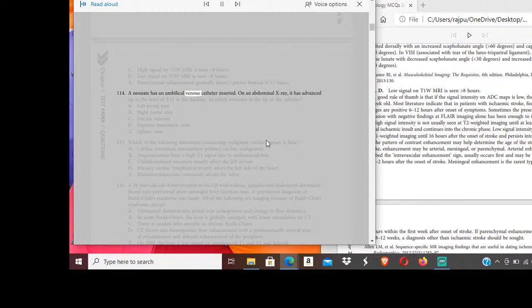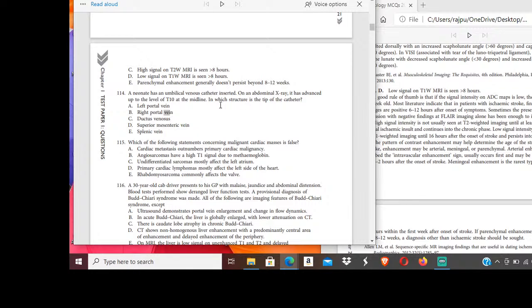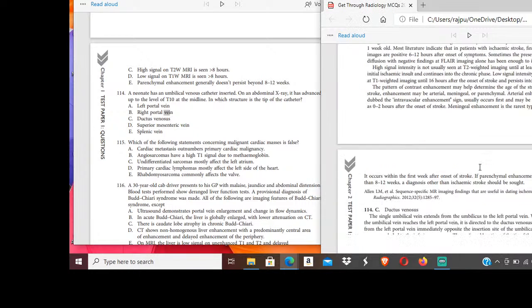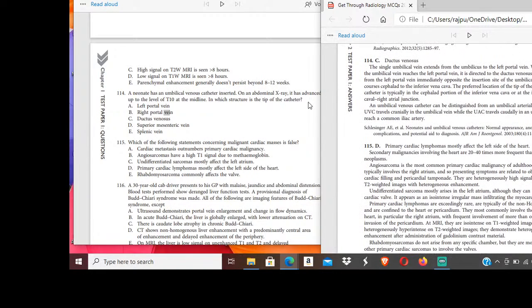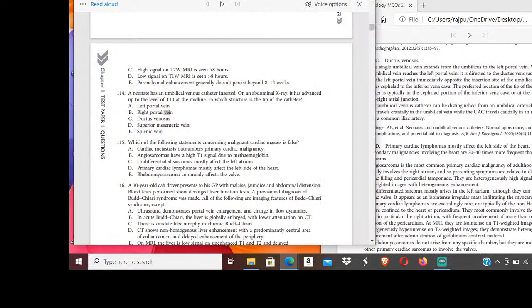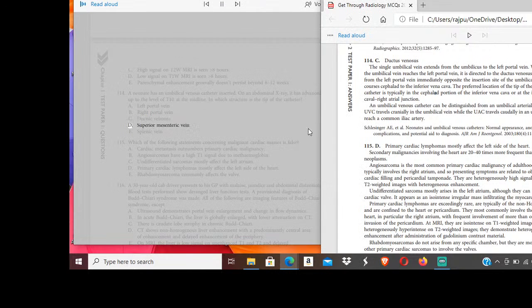114. A neonate has an umbilical venous catheter inserted. On an abdominal X-ray, it has advanced up to the level of T10 at the midline. In which structure is the tip of the catheter? A. Left portal vein. B. Right portal vein. C. Ductus venosus. D. Superior mesenteric vein. E. Splenic vein.